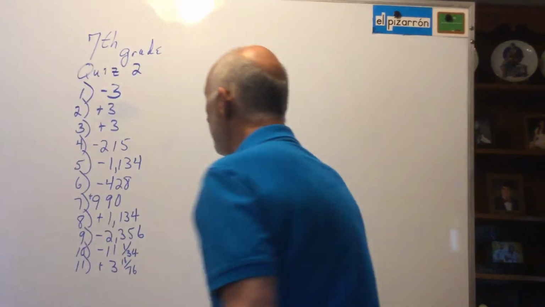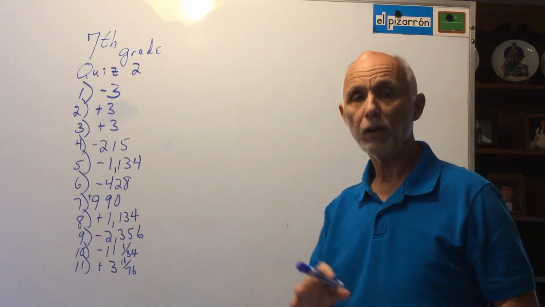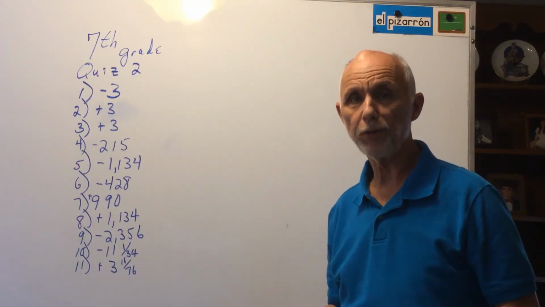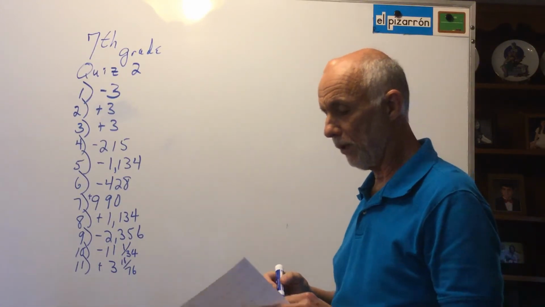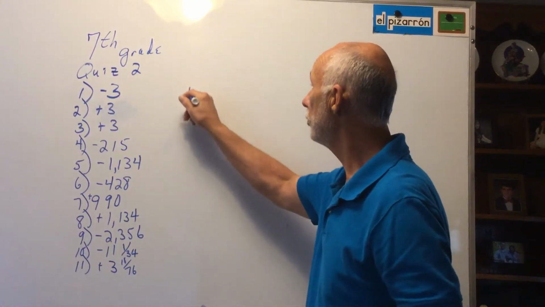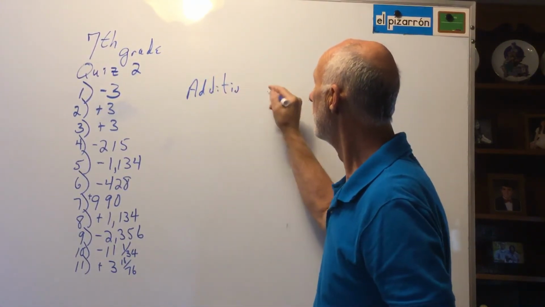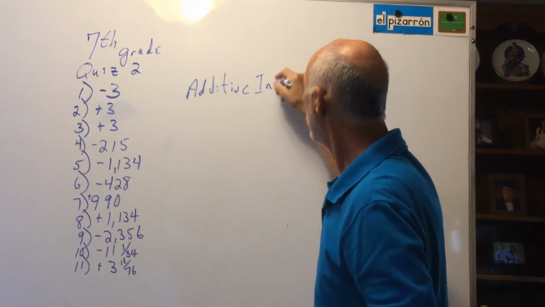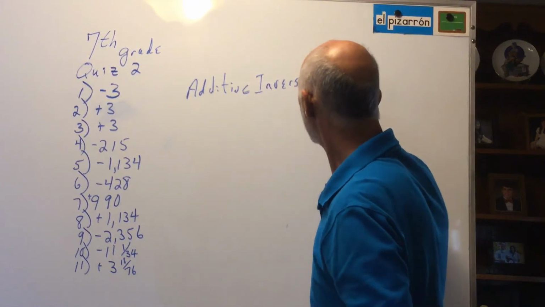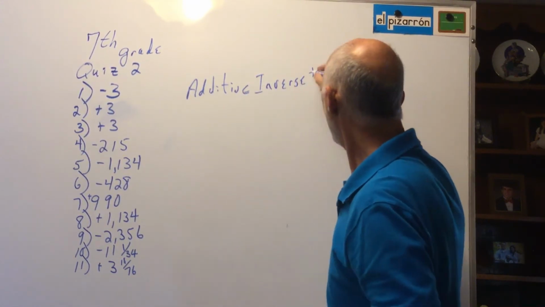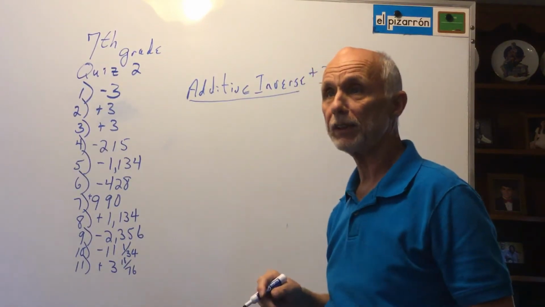I want to go over with you the quiz that you took last. It was a quiz on integers, all the things that we've learned about integers so far. It started with number one, which said give the additive inverse of a positive 3. And again, what you need to know here is additive inverse means the opposite.